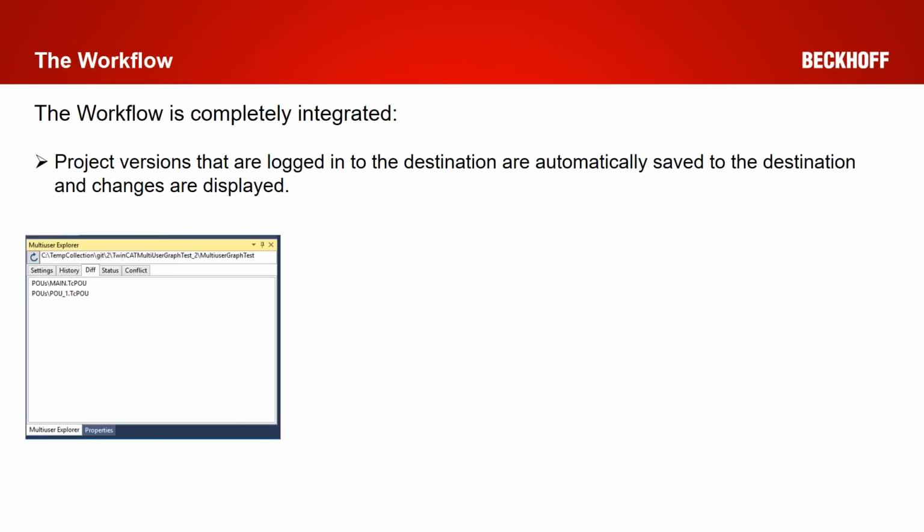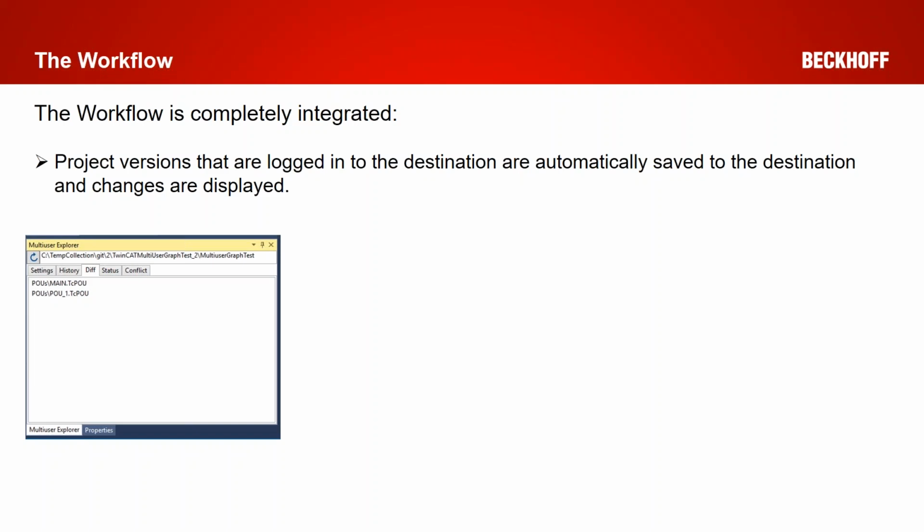I already mentioned that we have integrated this completely in the normal workflow without any additional buttons and so on. How does it look? We have, of course, a special window named Multi-User Explorer, which has several categories for doing some settings and to see the differences, status, and so on. You can use it or not, as soon as you have done the settings so that the multi-user functionality is enabled. There's no need for an extra button.